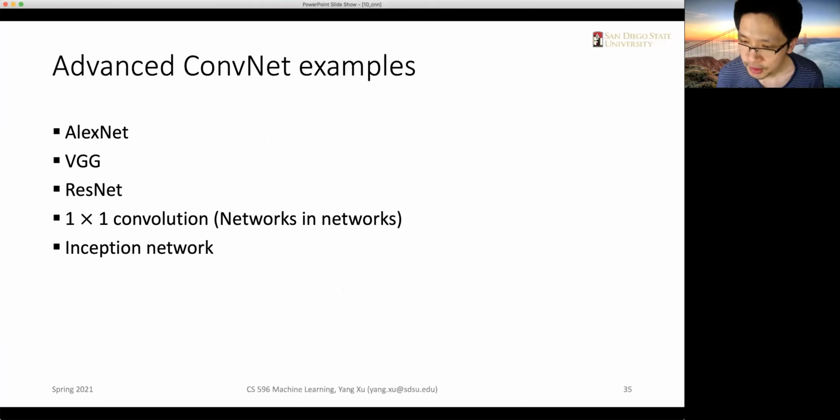So that's it for the basic parts of the convolutional neural network. If there are any questions at this point, you can let me know in the chat.